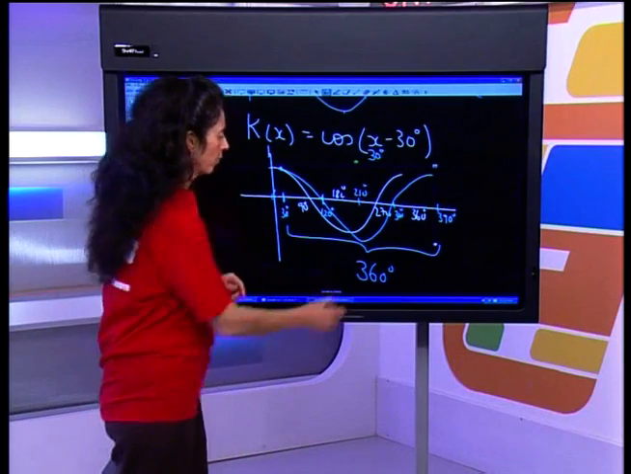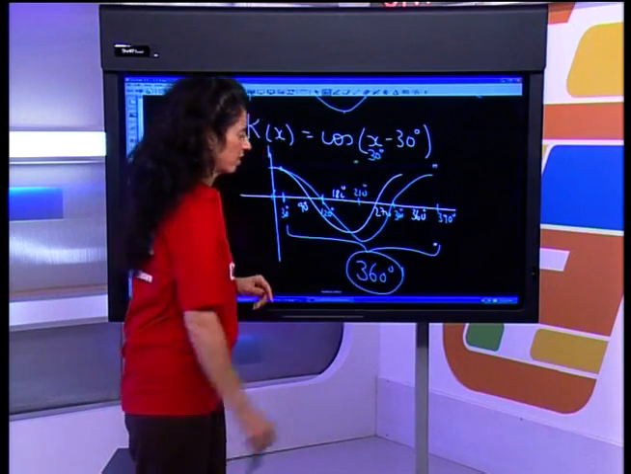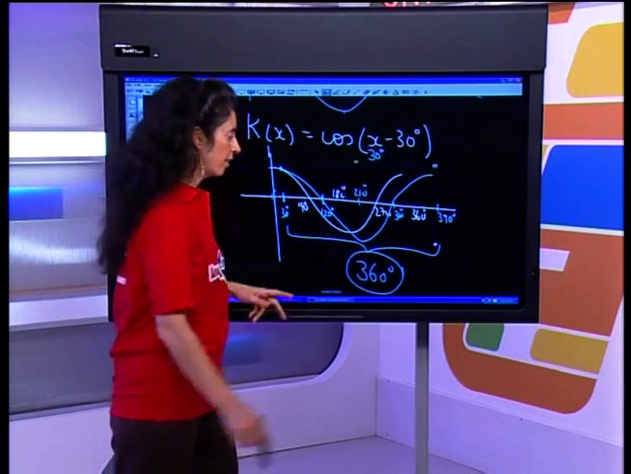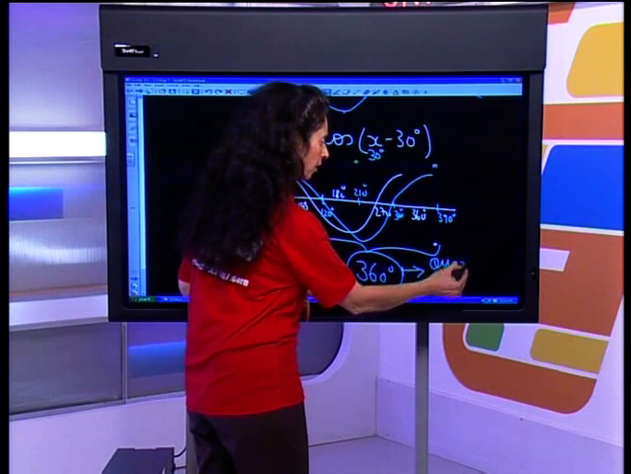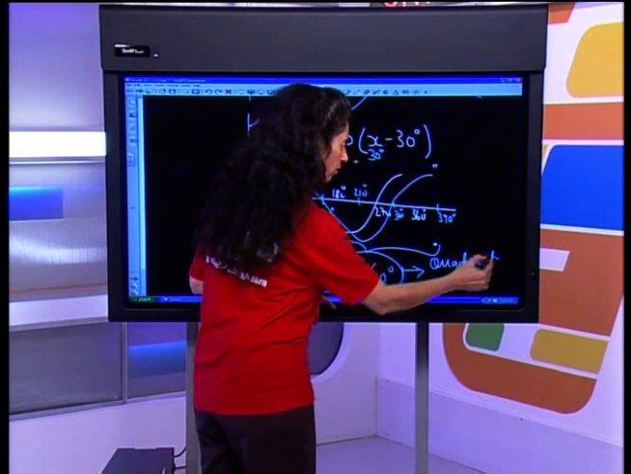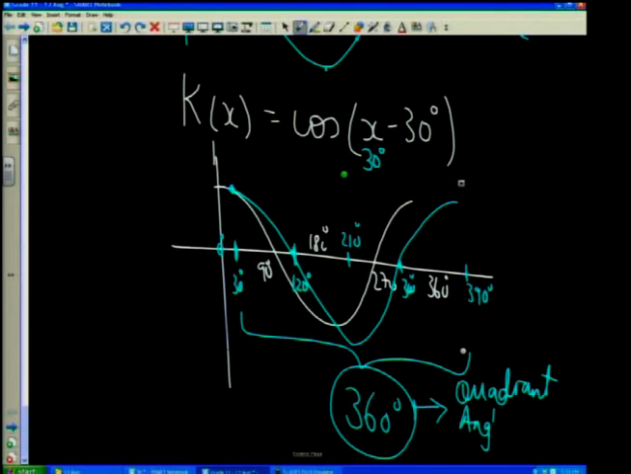Another way of doing it is if you've got 360 degrees as your period, then your quadrant angles are found every 90. Okay, so the quadrant angles are found every 90 degrees. So what you now do is you can say, let's choose orange, 30 degrees plus 90 degrees, okay, would give me 120.